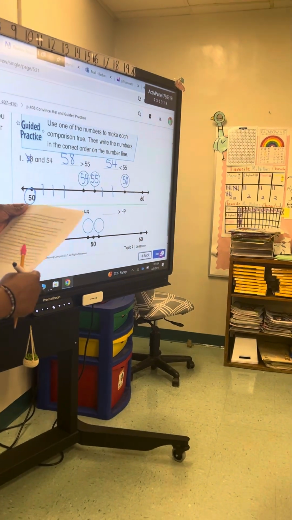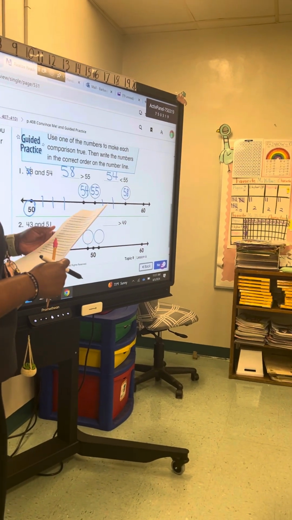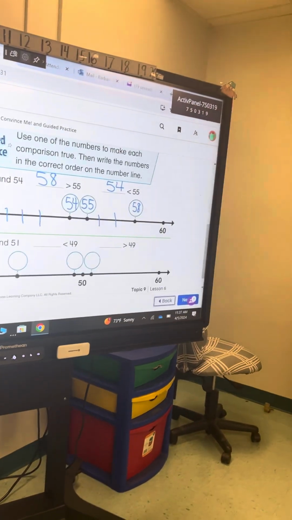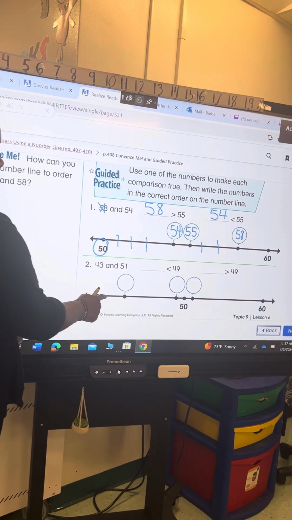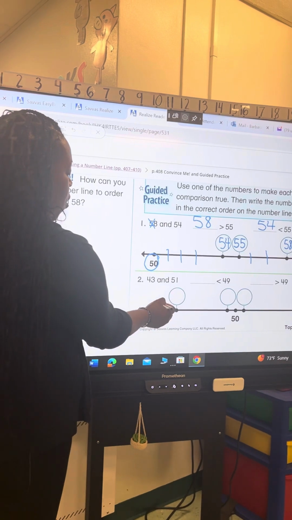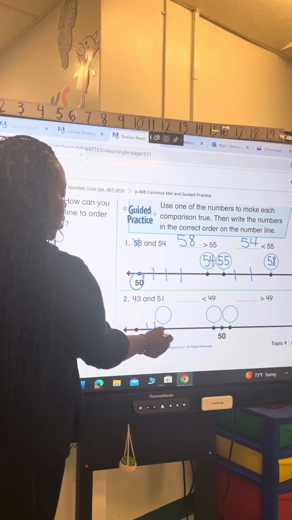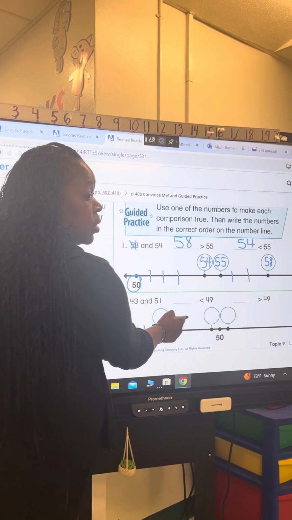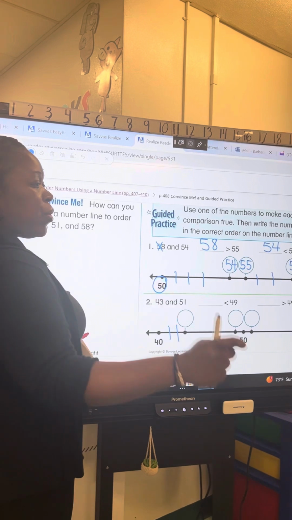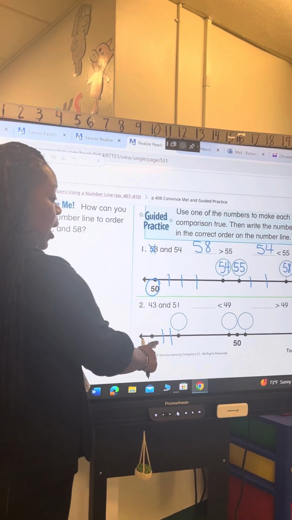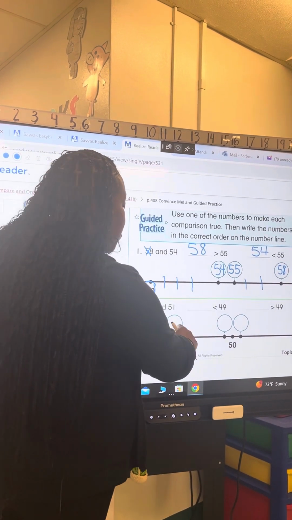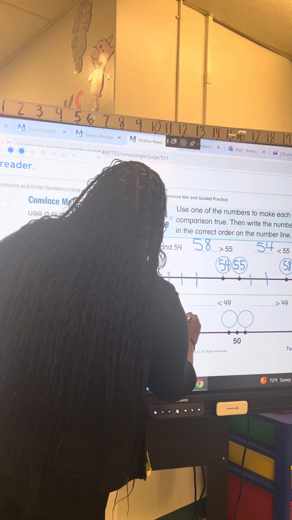Now, we need to place the first number, 43, in the correct spot. This is number 40. Count with me until we stop at 43. 40, 41, 42. Is this 43? No. Let's try that again. We need to first find 43. We're at 40. So let's count again. 40, 41, 42, 43. 43 goes here first.